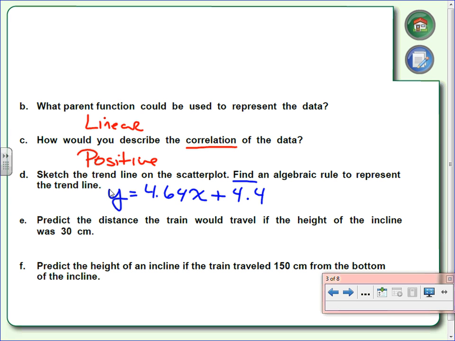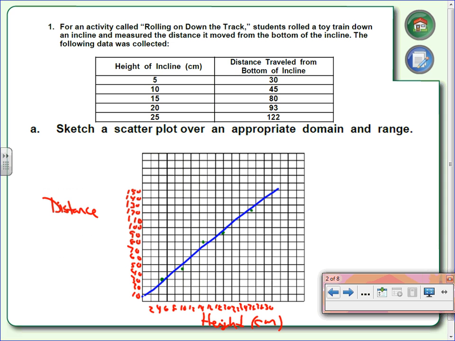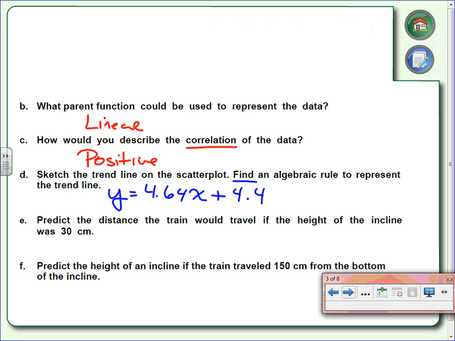Now let me remind you what you're seeing in your table. You see two columns of numbers, right? The first column, just like the first column we had over here, represents the height of the incline. The second column you see on your calculator represents the distance. So when we're answering that, we need to keep in mind, the question was predict the distance. So we want to know what is the y when the height, or the x, is 30. Look in that first column and see if you can find the number 30. You might have to go down a little while until you get that 30. And the number you see right next to that 30 is what?